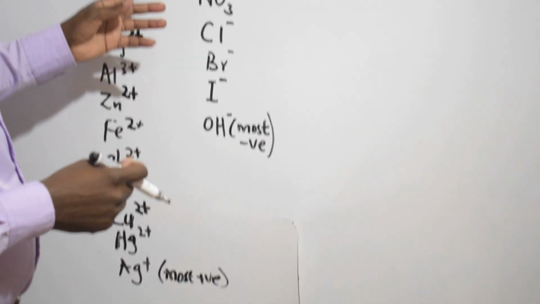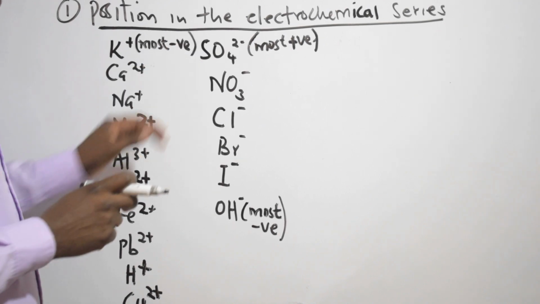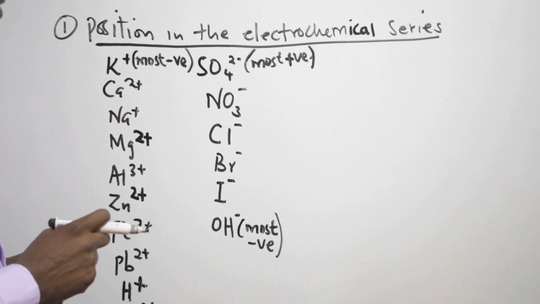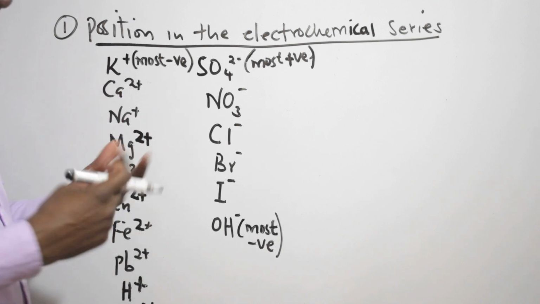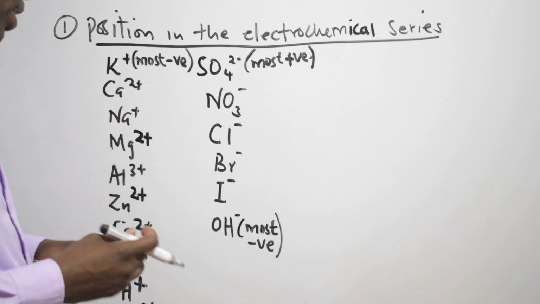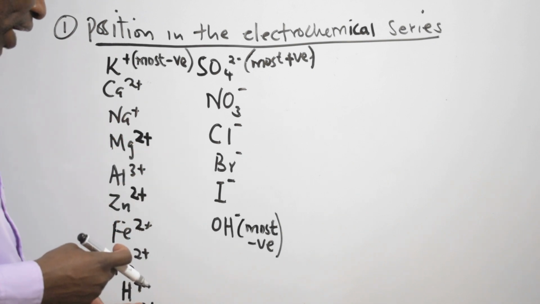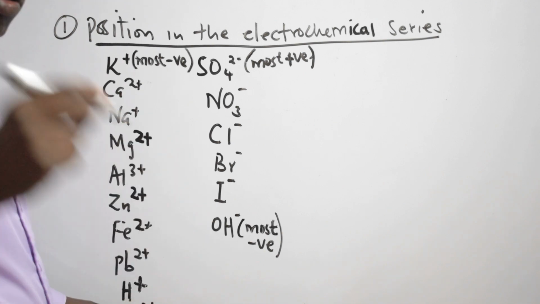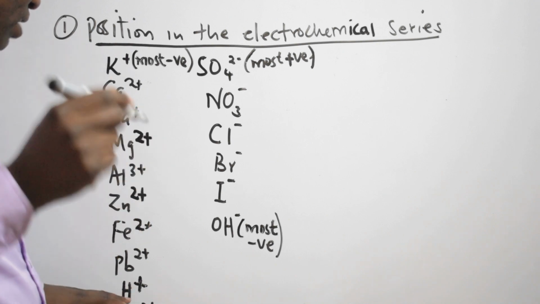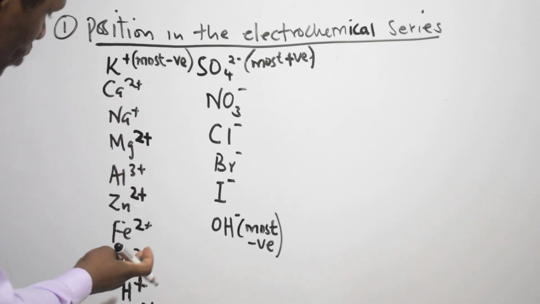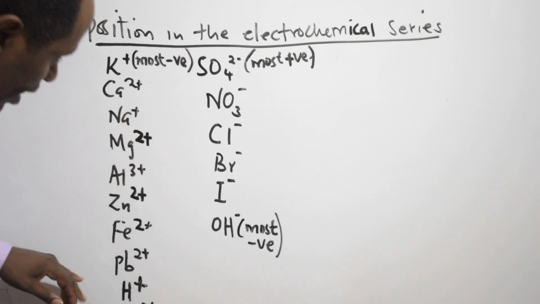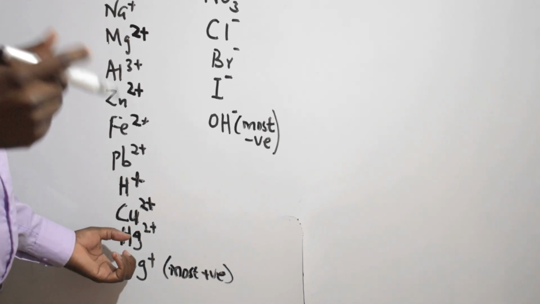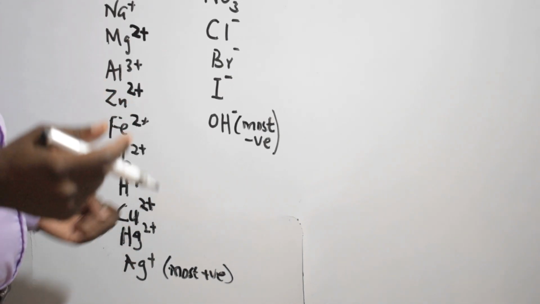Now, we actually said here that a negative standard electrode potential means that these substances can lose electrons more readily than hydrogen. It also means that hydrogen ions can gain electrons more readily than them. And those that have positive values mean that they can actually gain electrons more readily than hydrogen. Take note of that. Very important.